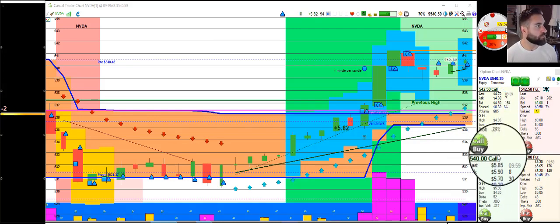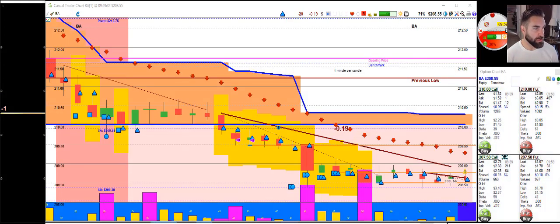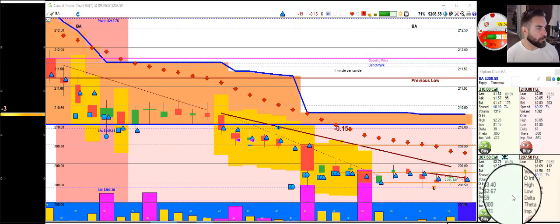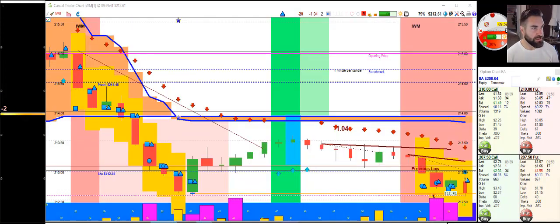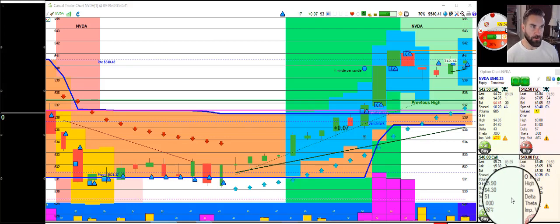Okay, let's try. 540 and a half is the resistance line. Boeing, and it's around its low. So watch it. We've got a completely sideways market. Rogue stocks are okay in a sideways market if you've practiced it. Rogue trading is not the same as trend trading.